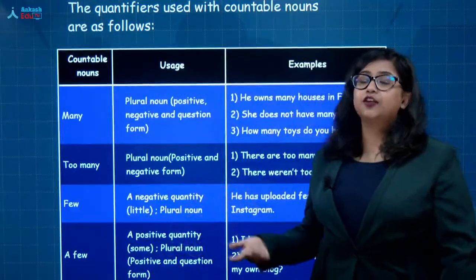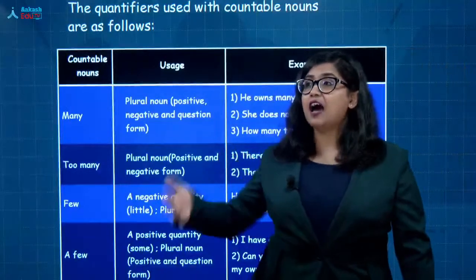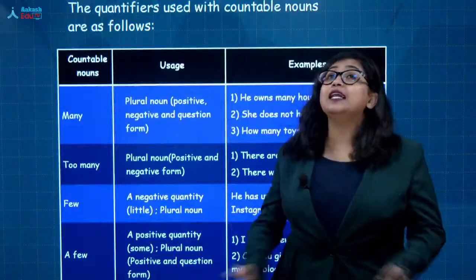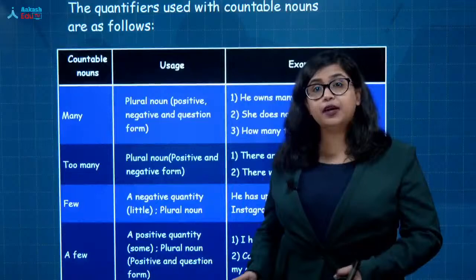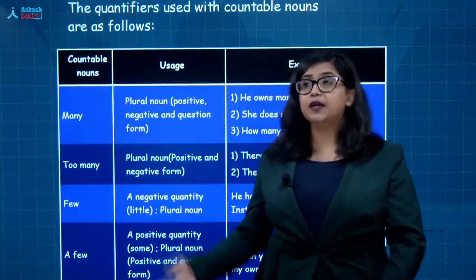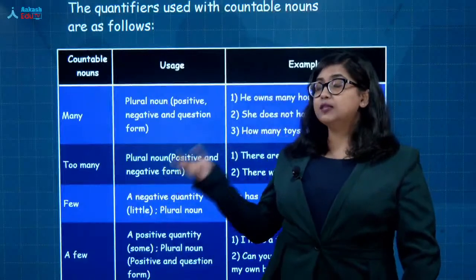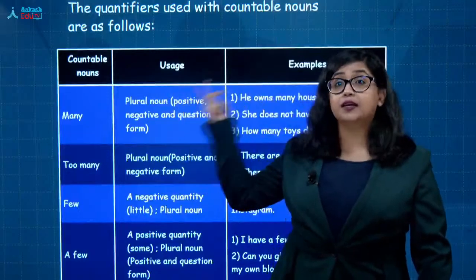Few means negative quantity. For example, if I say I have a few friends, I'm telling you that I have friends. A little, but I have some friends. I'm talking in positive terms. But if I say I have few friends, I'm talking about it in negative terms. That means I don't have many friends. That is what I'm trying to say.